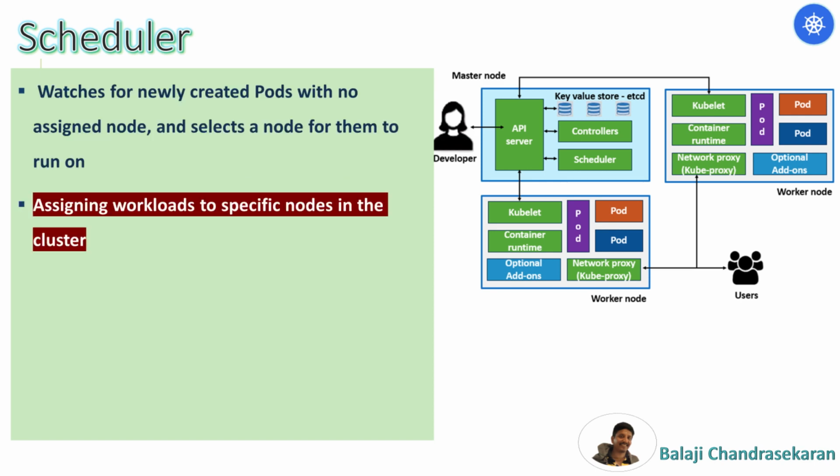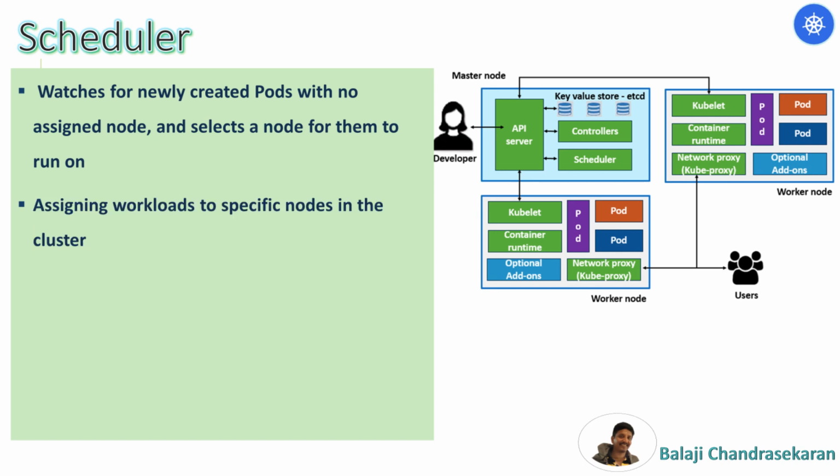Scheduler watches for newly created pods with no assigned node, and selects a node for them to run on. The scheduler is responsible for assigning workloads to specific nodes in the cluster. Factors taken into account for scheduling decisions include individual and collective resource requirements, hardware, software, or policy constraints, affinity and anti-affinity specifications, data locality, inter-workload interference, and deadlines.